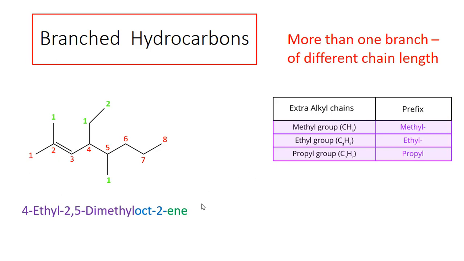So a horrible long name, however, we can easily explain it by an ethyl group being on carbon 4, and we put ethyl first because it is before methyl alphabetically. 2,5-dimethyl, 2 methyl groups located on carbons 2 and 5, and then oct-2-ene, which is our base chain which we explained at the start.